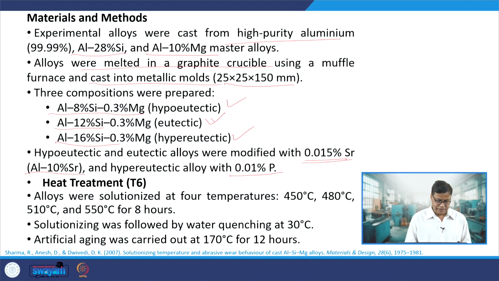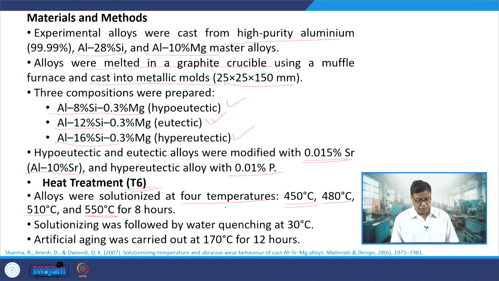These alloys in as-cast condition were later subjected to T6 heat treatment, involving solutionizing, quenching and aging. Solutionizing was done at four different temperatures, 450, 480, 510 and 550 degrees centigrade, for 8 hours. These four temperatures were used to investigate how far solutionizing heat treatment affects the microstructure and mechanical properties. After solutionizing, quenching was done in water at room temperature of 30 degrees centigrade, followed by artificial aging at 170 degrees centigrade for 12 hours. Now, we will see how this heat treatment affects the microstructure and mechanical properties.